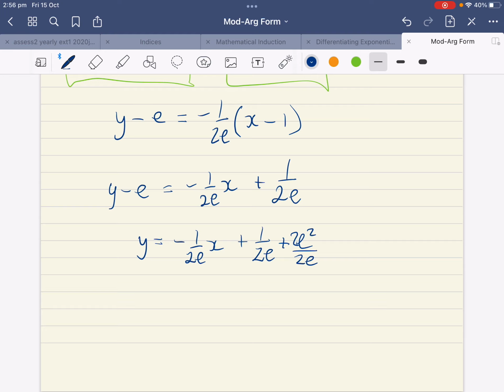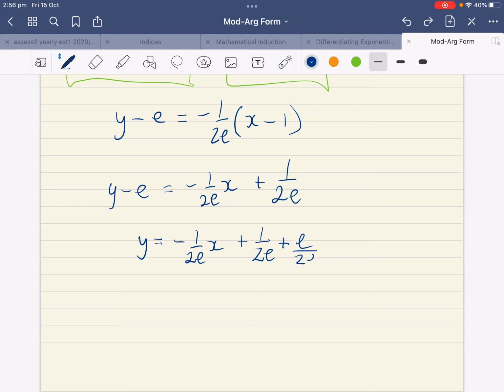Sorry, what was actually on the bottom originally? Oh, it's just a positive e. Times top and bottom by 2e. So you could rewrite this as just one fraction if you wanted, 1 plus 2e squared. But again, I don't see anything wrong with just leaving your answer as we had it right here. Right there, you've got the equation of the normal.